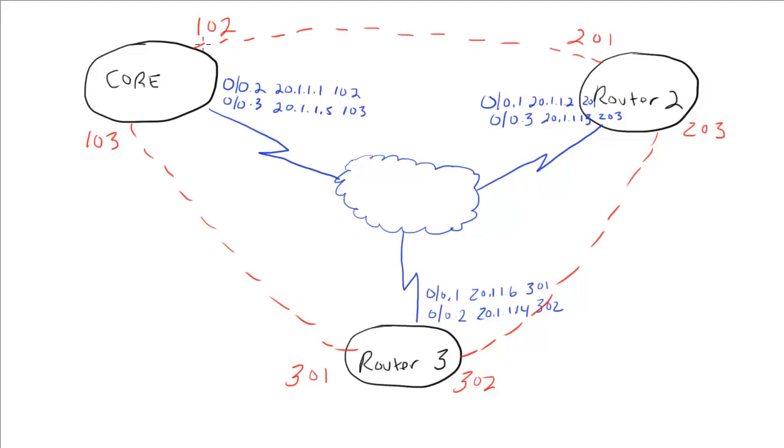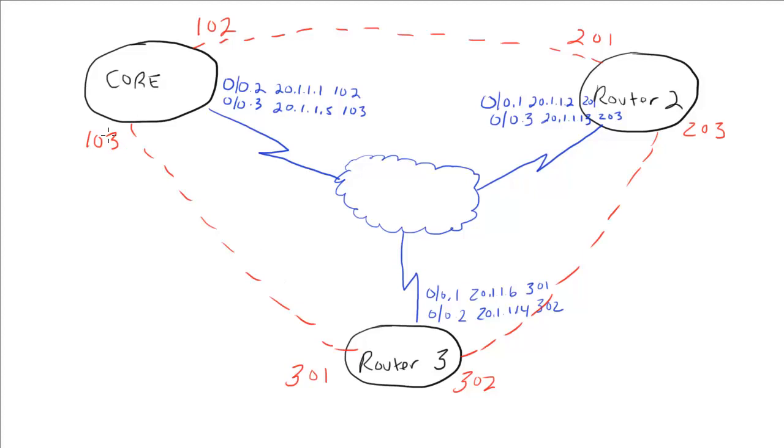These DLCI values are locally significant to the device, and they don't have to be the same on both ends of the PVC. For example, core sees this connection over to router 2 as DLCI 102, but router 2 sees its connection back to core as DLCI 201. The same thing between router 2 and router 3. Router 2 sees its connection to router 3 as DLCI 203. Router 3 sees its connection back to router 2 as DLCI 302. And finally, router 3 sees its connection to core as DLCI 301, and core sees its connection back to router 3 on DLCI 103.